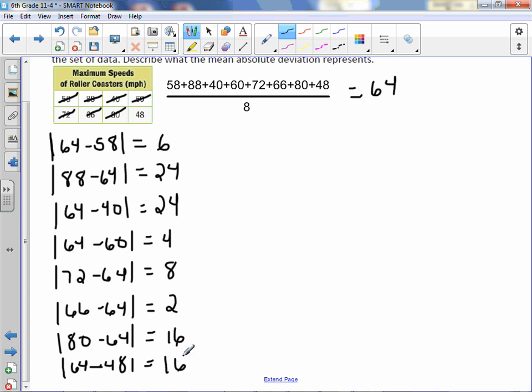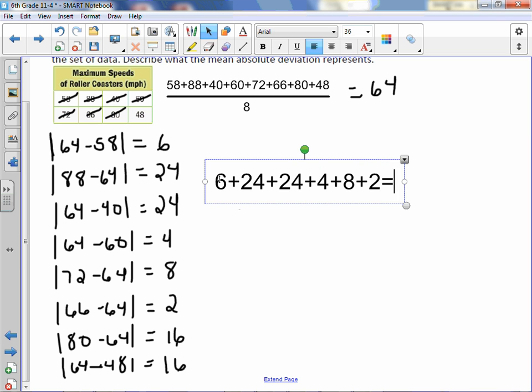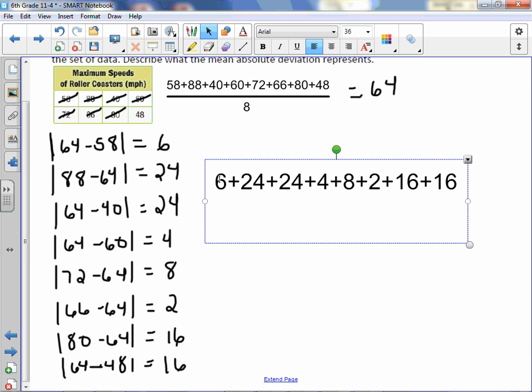So now that we've found the absolute values of all these, we're going to find another mean, but this time of these values. So let's go ahead and add these values together. 6 plus 24 plus 24 plus 4 plus 8 plus 2 plus 16 plus 16. Again, there are 8 of them, so I'm going to divide by 8.